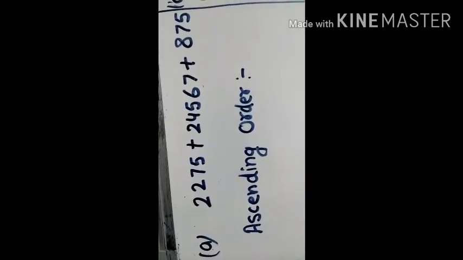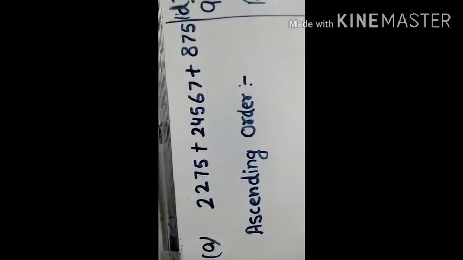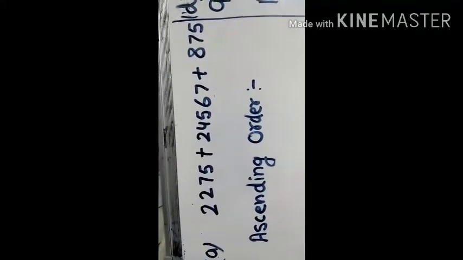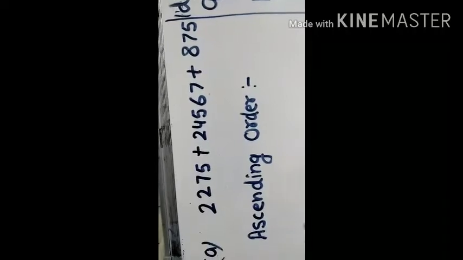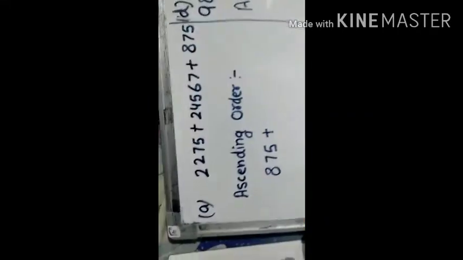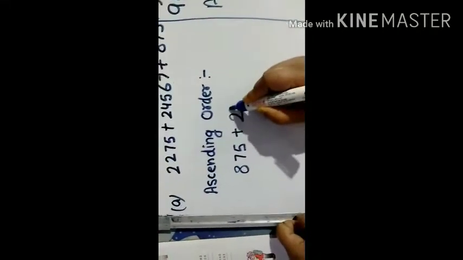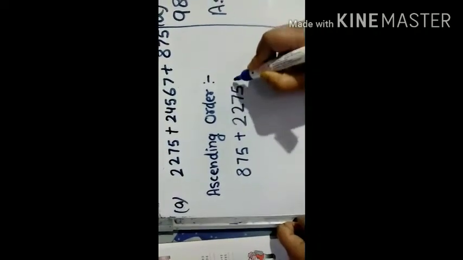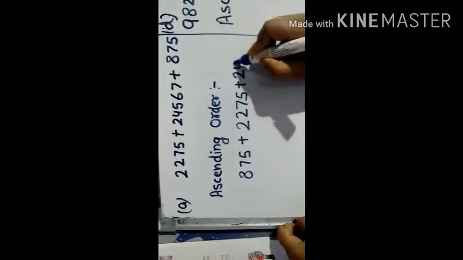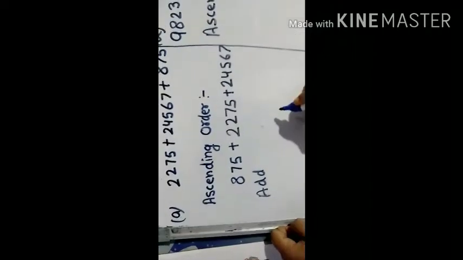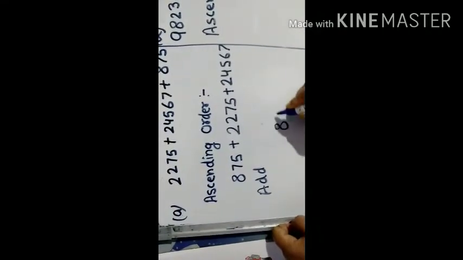So in these three numbers, which one is the lowest one? 875. So in ascending order, what are we writing first? 875 plus. After 875, which one is the lowest? 2,275 plus. 24,567 is the highest one. Now what do we have to do? We have to add. So what will we start? We will write first of all 875.